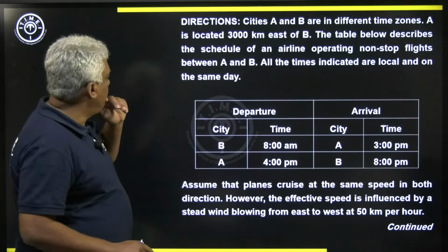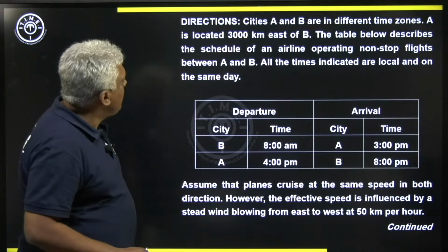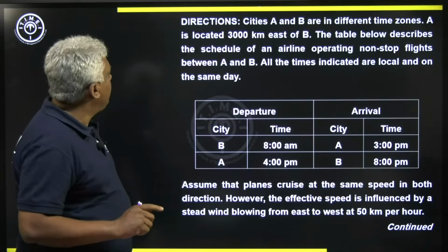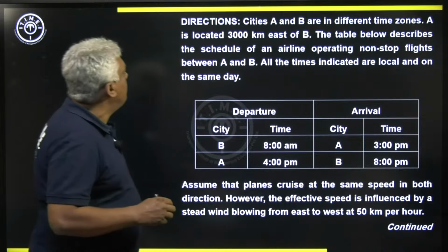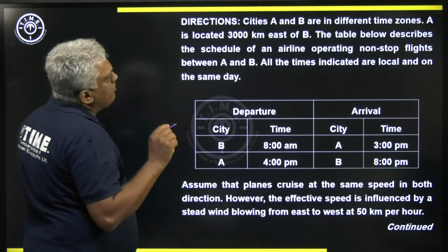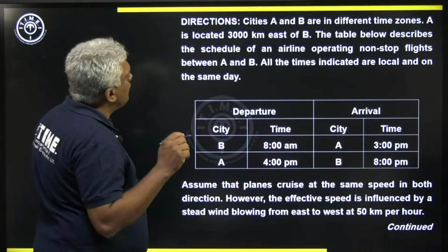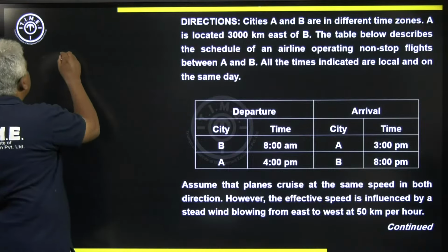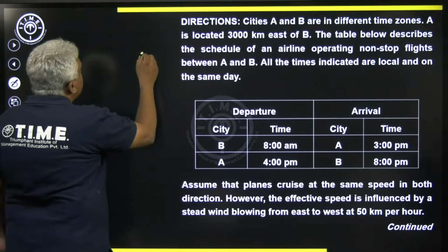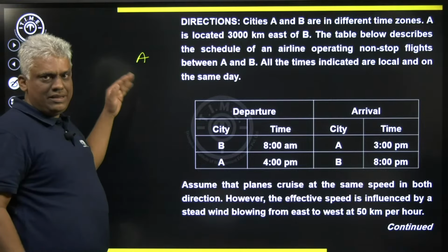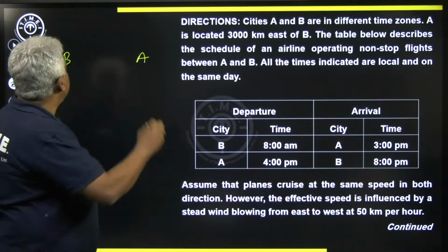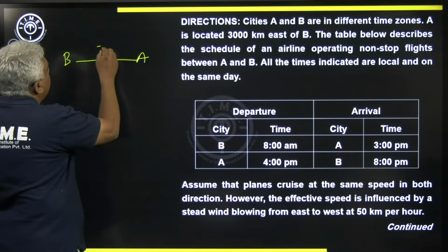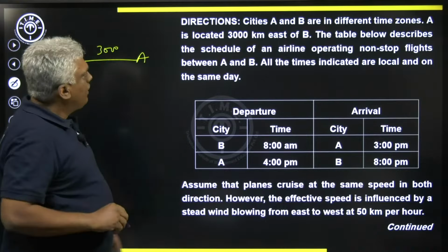City A and B are in different time zone. A is located 3,000 kilometer east of B, right? So this is B, and A is in east of B, so A will be ahead in time, right? And the distance is 3,000 kilometer.